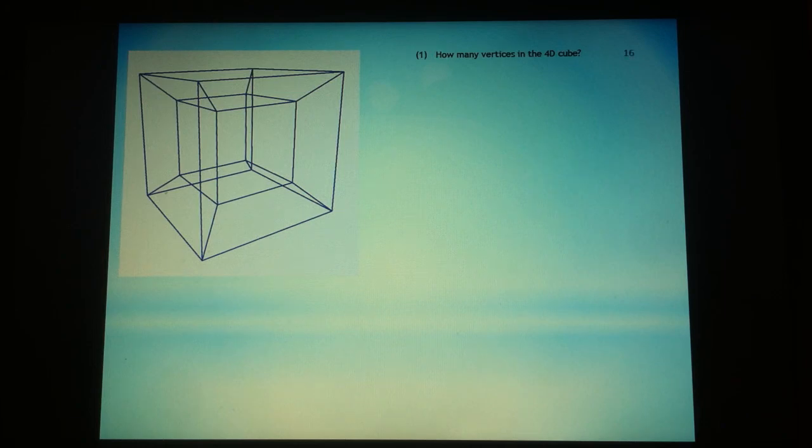Now each vertex has 4 edges attached to it. As each edge contains 2 vertices, there are 16 by 4 edges. We actually divide this number by 2 due to the redundancy of the counting method, which gives us a final answer of 32 edges.